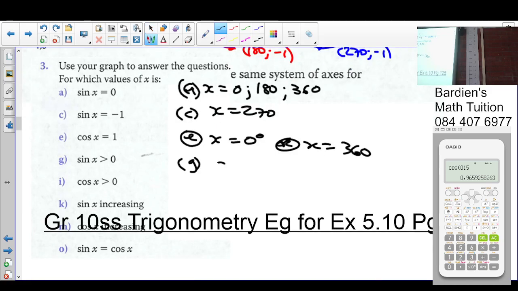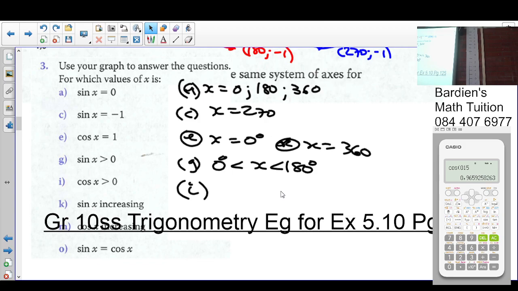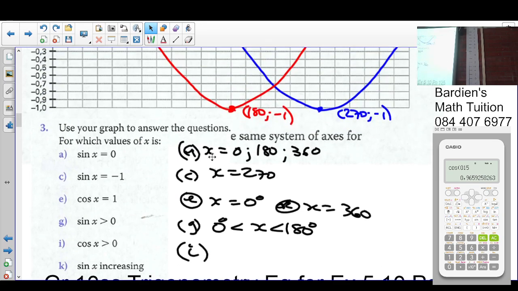So x is greater than 0, but less than 180 degrees. I. Where is cos of x greater than 0? What does that mean to say? Cos is positive. Not so.